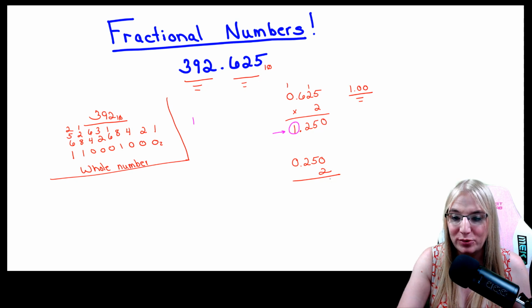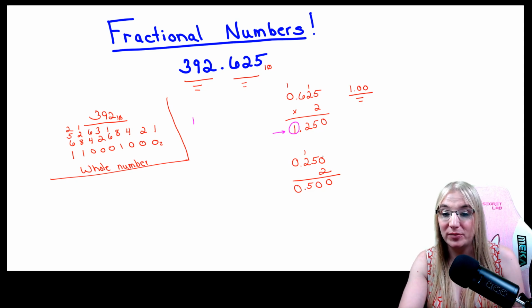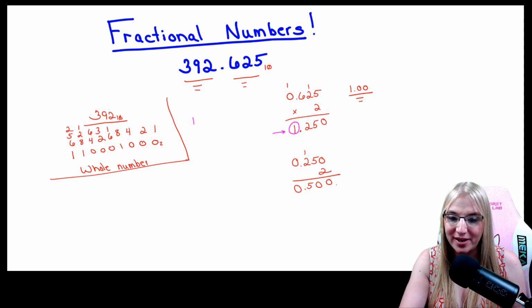So 0 times 2 is 0. 5 times 2 is 10. Carry the 1. 2 times 2 is 4, plus 1 is 5. Then the decimal, and then 0 times 2 is 0. So yeah, there we go. Just double check that. So 3 places at the left, yeah, so 0.5.